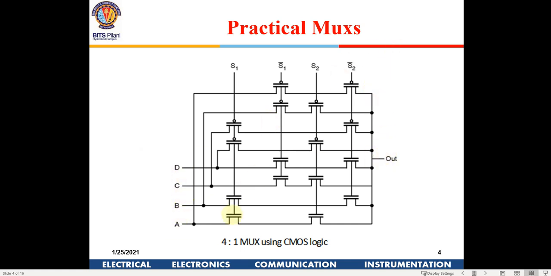So if S1 is equal to 1 and S2 is equal to 1, A will be available here. So these two NMOS transistors will be switched on. But if you see, S1 bar and S2 bar is also given to two PMOS, and the same A is available like this also. So why is it that there are two paths available? Anybody can make a guess?